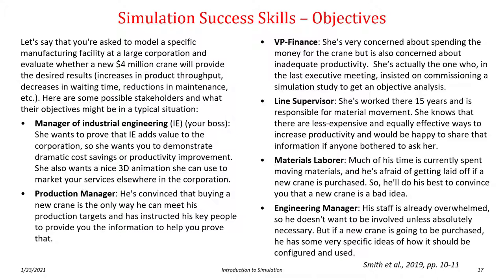So let's say that you're asked to model a manufacturing facility at a large corporation and evaluate whether the purchase of a new $4 million crane will provide the desired results. The desired results in this case are increased product throughput, decreased waiting time, reduction in maintenance, etc. And so here are some possible stakeholders and what their objectives might be in a typical simulation. As before, I'm not going to read this all to you, but you should pause the video and make sure you read these and then come back and we'll discuss.